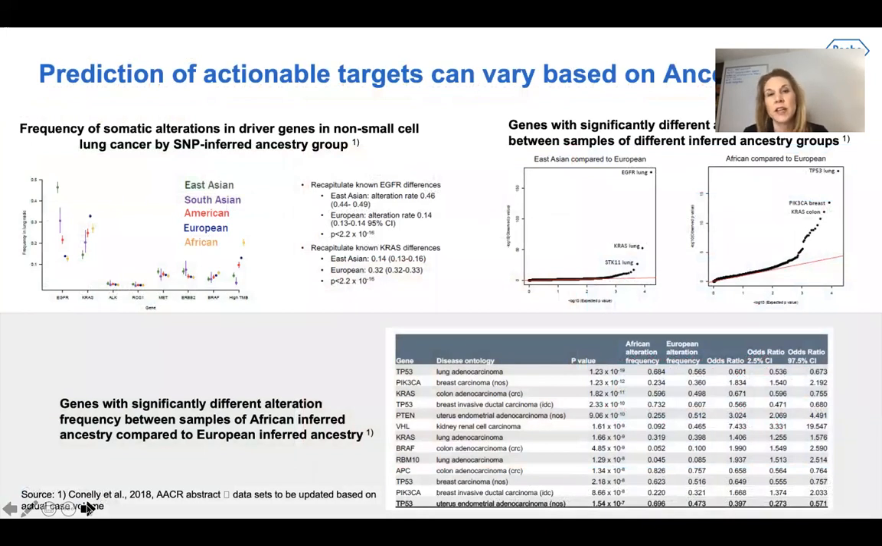This is just again to convey that actionable targets can vary based on ancestry. This is again an oncology example. With this appreciation and the well-documented racial disparities observed in cancer clinical outcomes, this is just to underscore the importance of having more diverse data to inform both our understanding of genetic etiology, but also position us better to begin to address disparities in outcome. Go to the next slide, please.